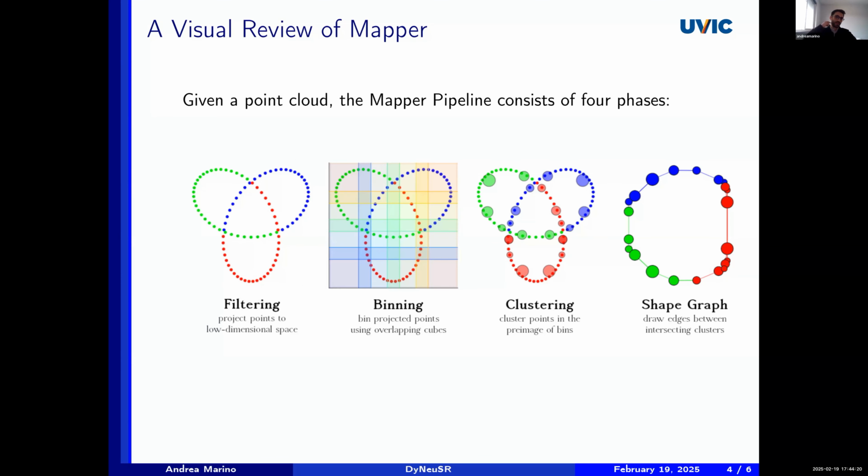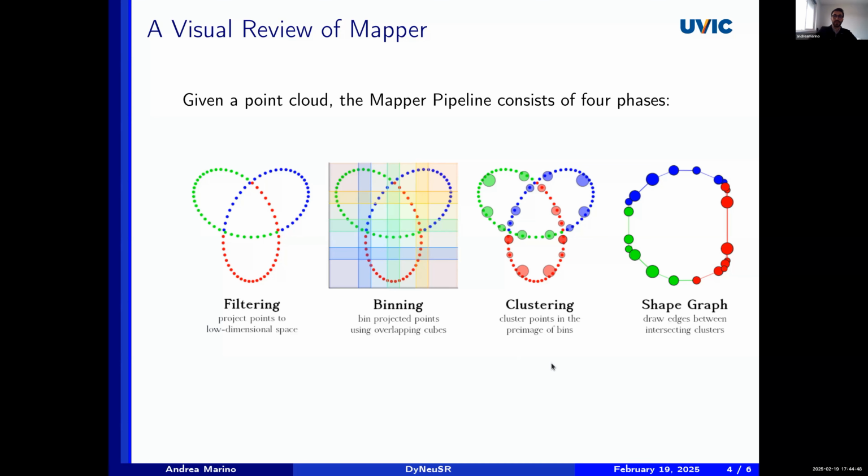2-dimensional. This is different from the dimensional reduction that we do before that, maybe it's like a 50 dimension or 100 dimension. It's just a pre-filtering, let's say, but this is intrinsic to the algorithm. Second thing is binning. So we now divide these projected points using overlapping cubes.